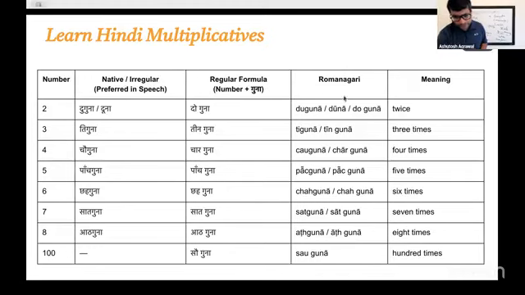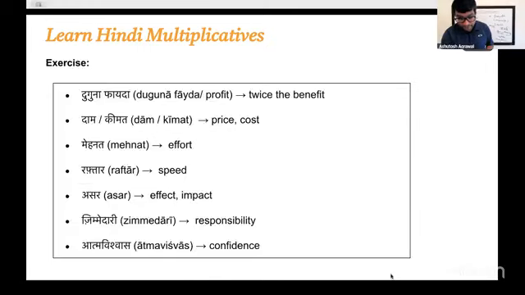Okay, Miyaji, you go. 6 गुना, 7 गुना, 8 गुना, 100 गुना. Very good, right? Saguna. Okay, beautiful. Right? So we've done the examples.